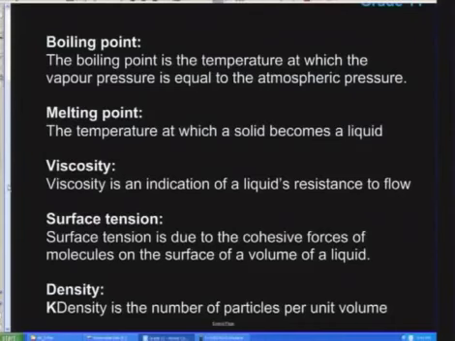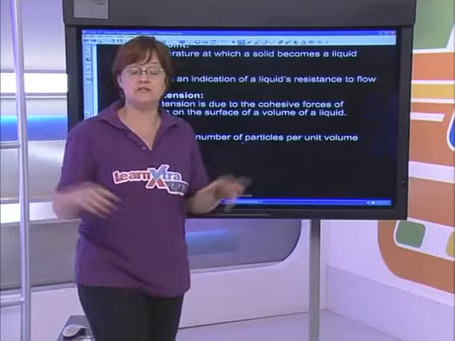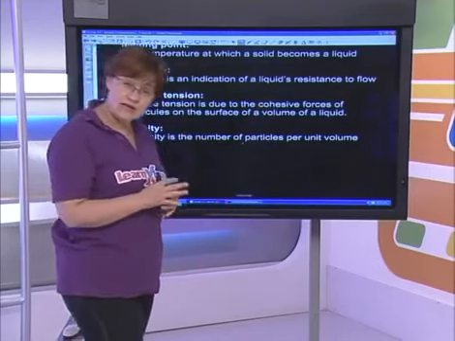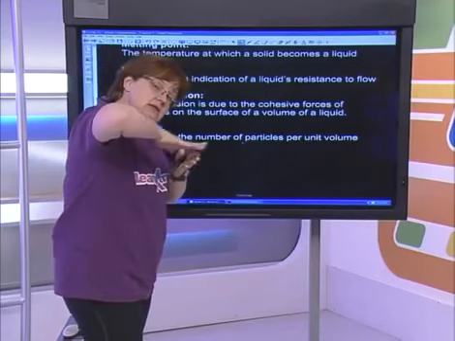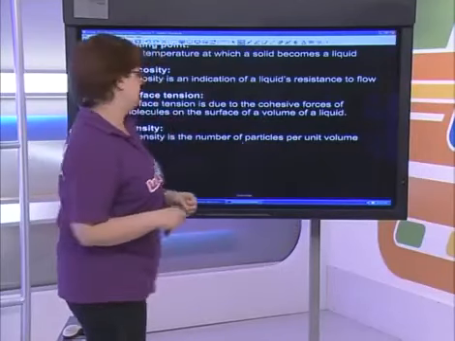Viscosity, which is actually what we're going to look at in detail today, is an indication of a liquid's resistance to flow. So this is an indication of how easily it moves over each other or itself, okay? Surface tension is the cohesive forces, the intermolecular forces, essentially, on the surface of a volume of liquid, like on water. It's also what makes liquid flat, okay? And density is the number of particles per unit volume. You hopefully did a lot of stuff in grade 9 on density.